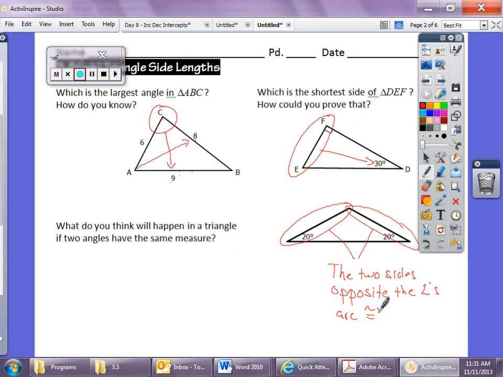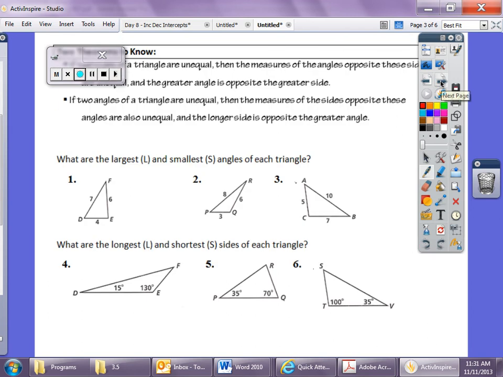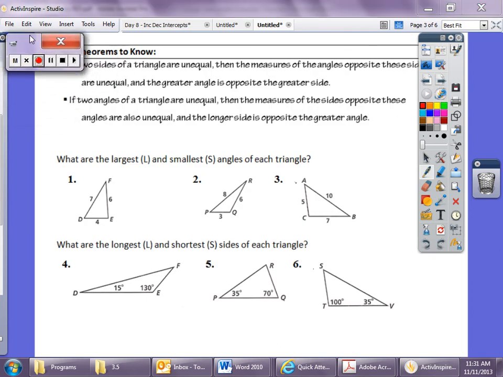So what we're looking at is, we notice that the largest angle here had the largest side, the smallest angle had the smallest side, and if the sides are the same, well, the angles are going to be the same. And if the angles are the same, the sides are also going to be the same. So we get to the two theorems we're going to need to know. If two sides of a triangle are unequal, then the measures of the angles opposite these sides are unequal, and the greater angle is opposite the greater side. If two angles of a triangle are unequal, then the measures of the sides opposite these angles are also unequal. The longer side is opposite the greater angle.